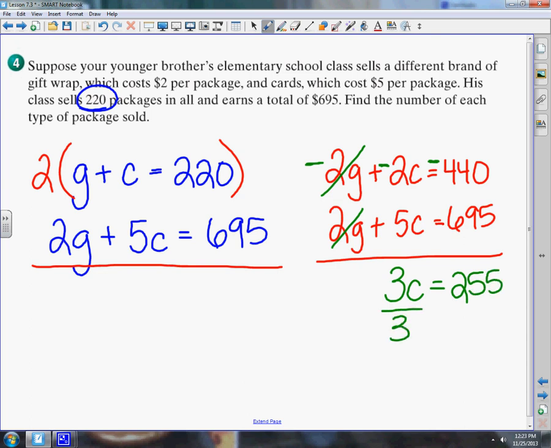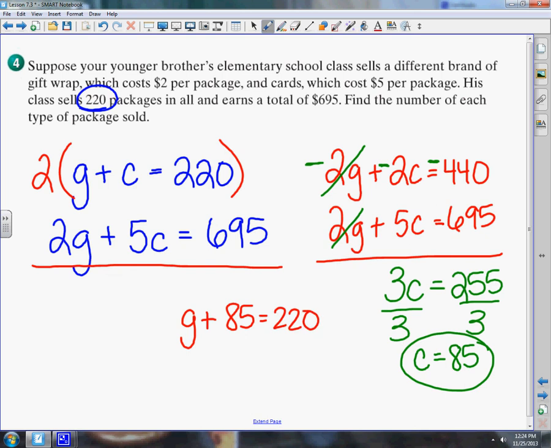And then I divide by 3. So I know my cards is 85. They sold 85 cards. So then you just do 220 minus 85. So G plus 85 equals 220. So I subtract 85 from both sides, and I see that my gift wrap was 135.